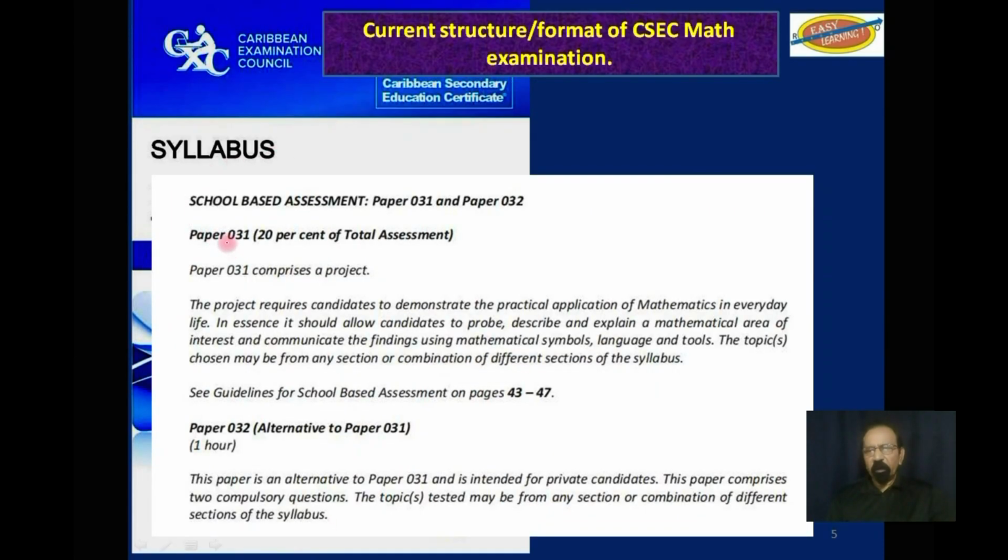Then there is also Paper 031. If you are a student in school, it is called the School-Based Assessment, SBA, where your teacher will give you some type of project to do, for you to collect data, and then you have to do some type of analysis or analyses on that data. That is if you are in school. If you are not in school and you are writing this exam as a private candidate, then you would write Paper 032, which is the alternative to Paper 031. Basically, you will be given data that somebody collected and then asked to do a number of analyses on the given data.